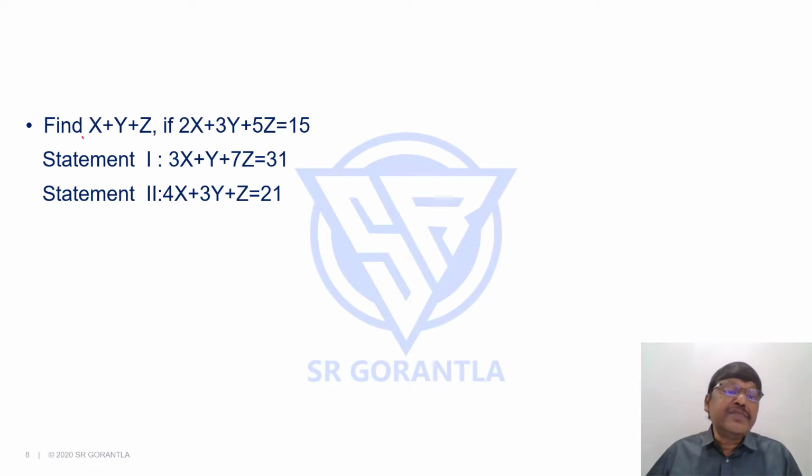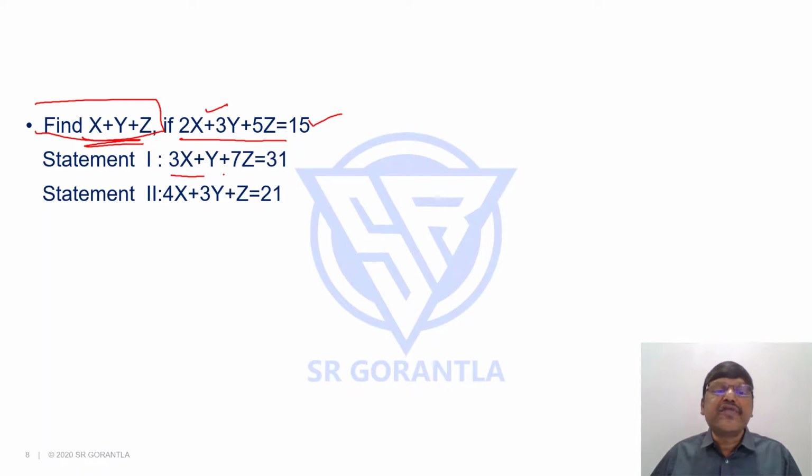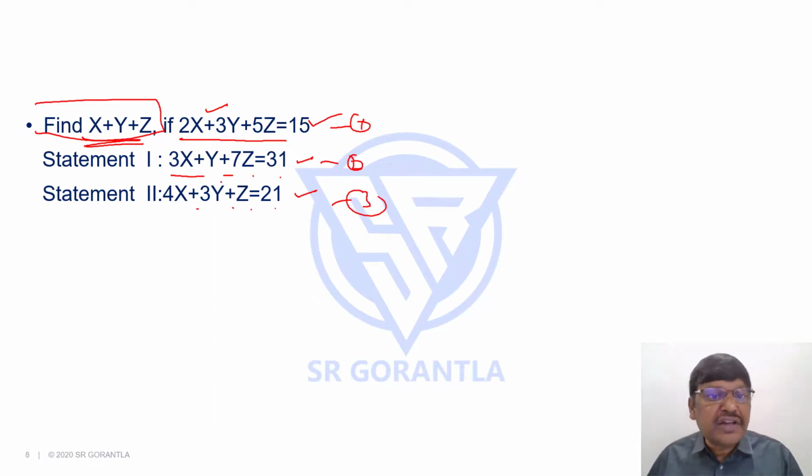Students, find x plus y plus z if 2x plus 3y plus 5z is 15. This is the already given data. You want this. Statement 1 says 3x plus y plus 7z is 31. Statement 2 says 4x plus 3y plus z is 21. Again, do I say both the statements are required? Because one equation, 2 equations, 3 equations. If I have 3 equations, I can do something? Not necessary. Again, you are not interested in knowing x, y, z values individually. You need the combined value of x, y, z.